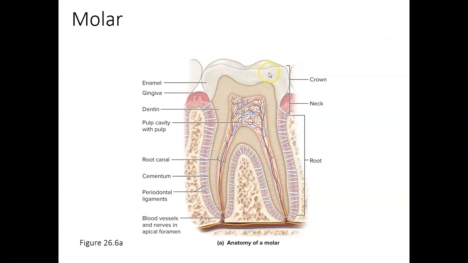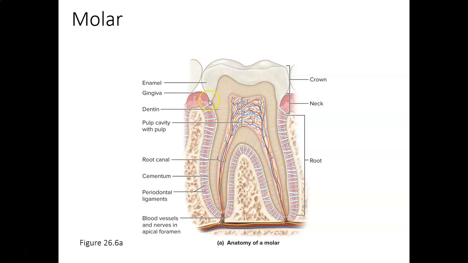It's made out of a crown, a neck, and a root. So the neck and the root is buried in the gum, or the other term, gingiva. And so the hard materials of the tooth are enamel. That's the one that's coating the top of your teeth. That's a really hard part.